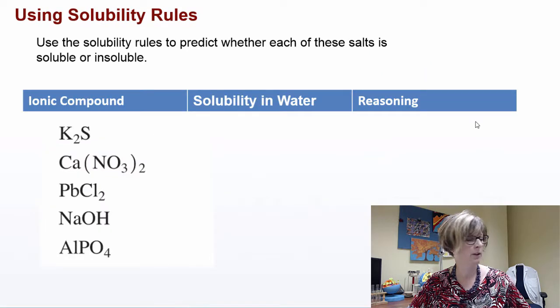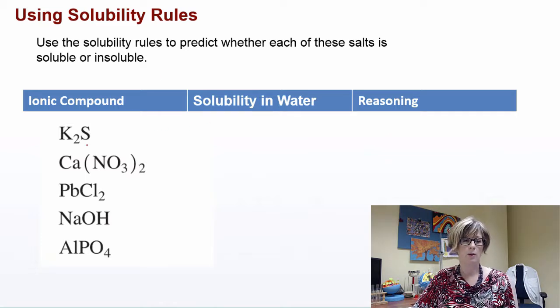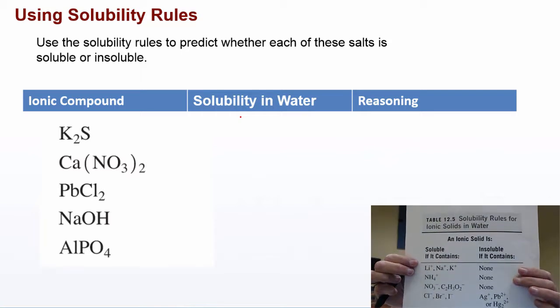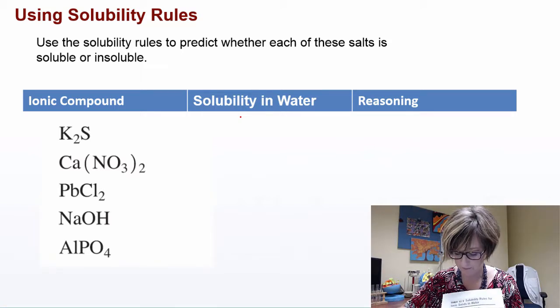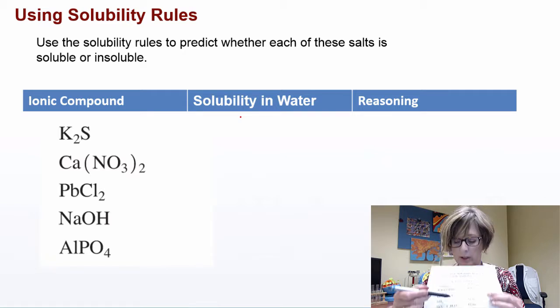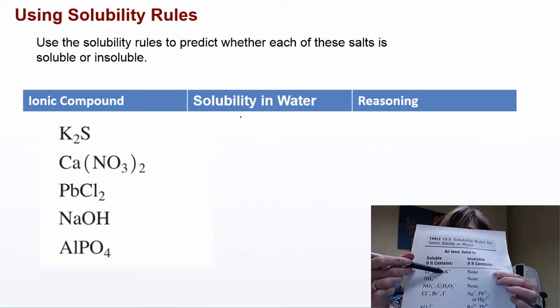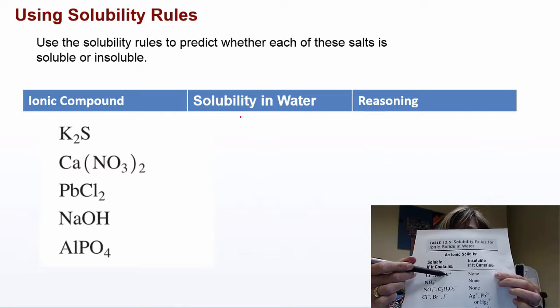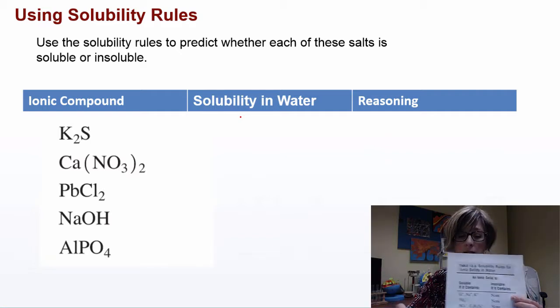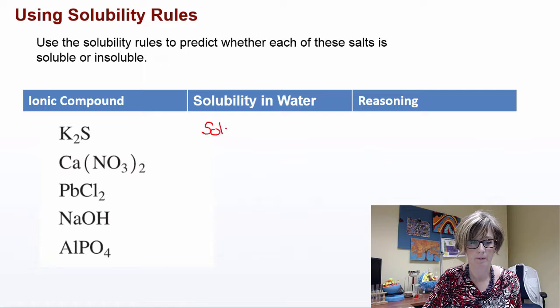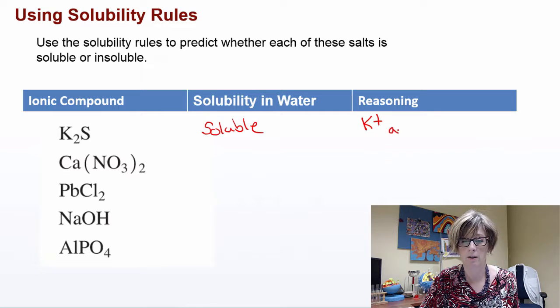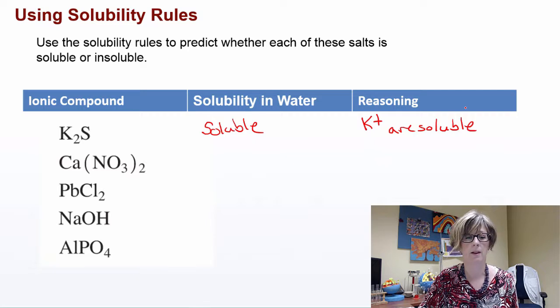So in this first one, we'll do each of these separately. We've got an ionic compound here. This is potassium sulfide. We want to know if this is going to be soluble in water or not. So I'm going to look at my solubility table here, and I see that if it contains potassium, it's soluble. So soluble if it contains potassium, okay? And then there's no exceptions. So that means that this should be soluble. And I'll put the potassium ions are soluble. That's our reasoning.